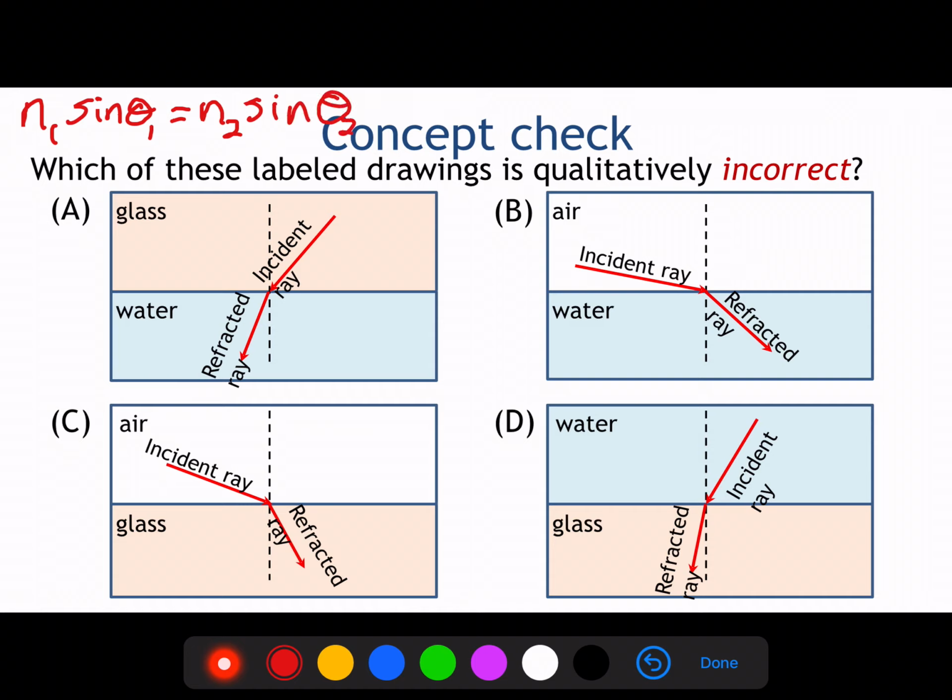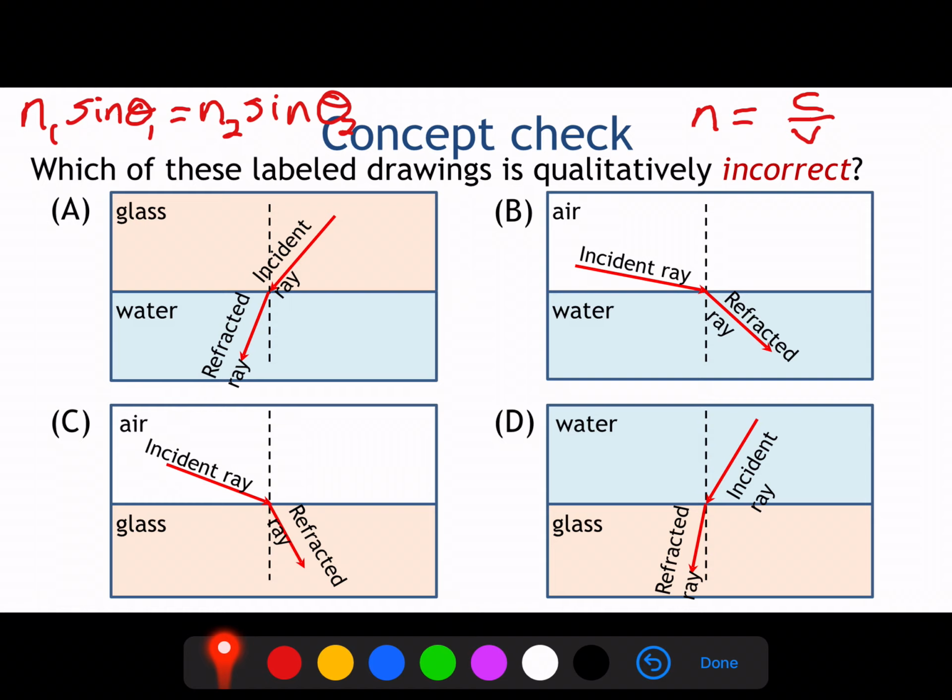And we discussed how these indices of refraction are related to the speed with which light can travel through that particular medium. That is, this is a ratio of the speed of light in a vacuum divided by the speed that light can travel through the medium.